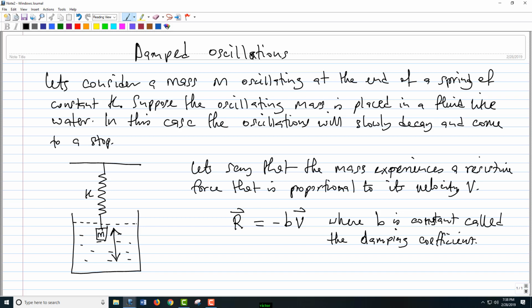Now, because we also have a spring system, we have a restoring force equal to minus kx, according to Hooke's law, of course. So F is equal to the restoring force of the spring. So the resistive force in the fluid is the damping force, and you can also think of it as a retarding force, because it retards the motion of the mass at the end of the spring.